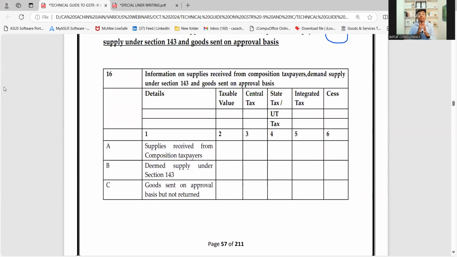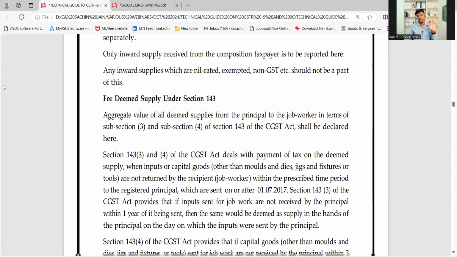In the next table, we need to show the details related to any supply received from a composition person, or any supply which is under deemed supply, or goods sent on approval basis. This is also an optional table. If you have the details related to deemed supply, composition taxpayer, goods sent on approval, and the perfect detail is available with you, put it. If no perfect detail is available, in that case, ignore it, because this table is also optional.